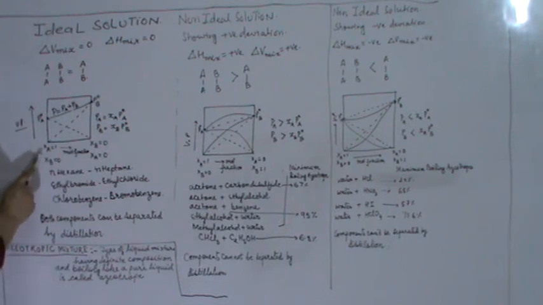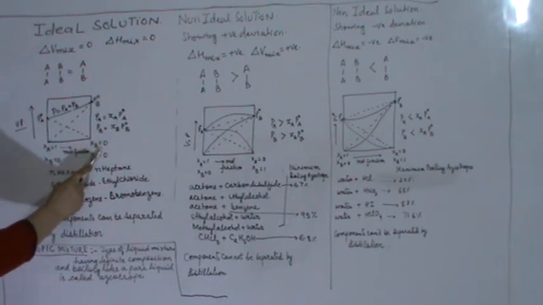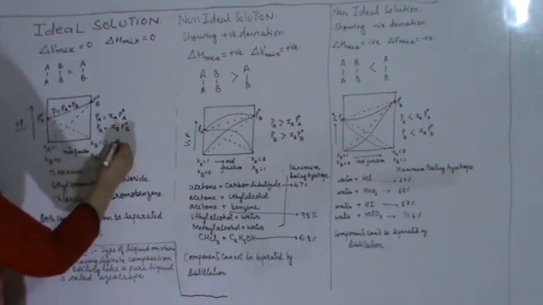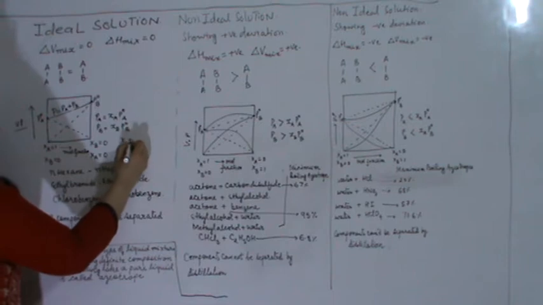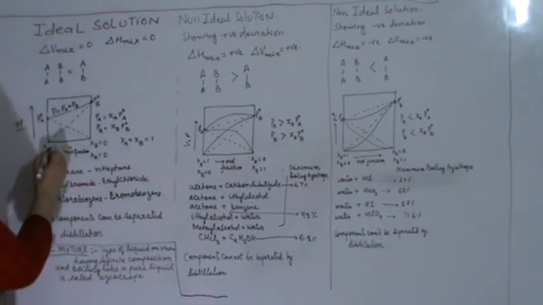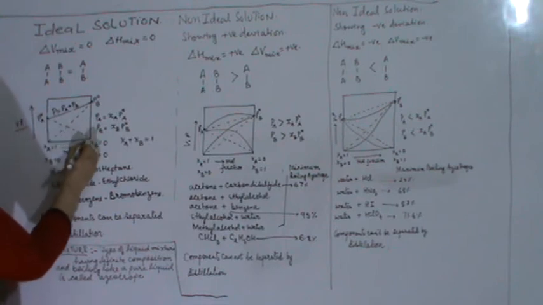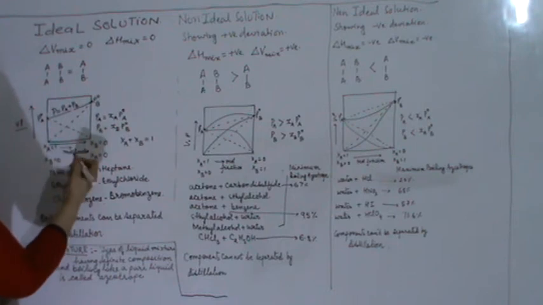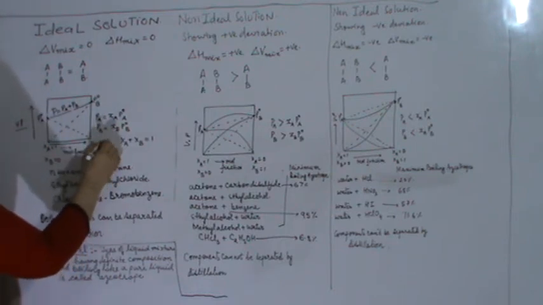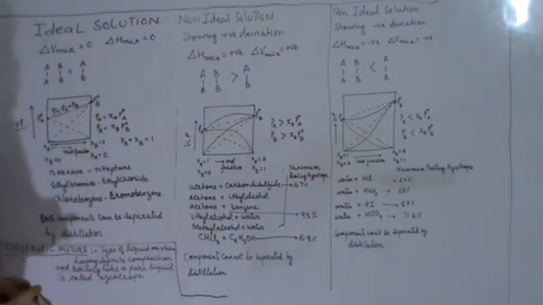Here we have taken mole fraction of A and mole fraction of B. We know that the sum total of mole fractions of both the components is always equal to 1. So if in this direction mole fraction of A is decreasing, automatically B is increasing. If A is decreasing, B is increasing.